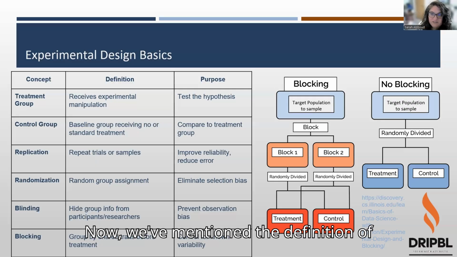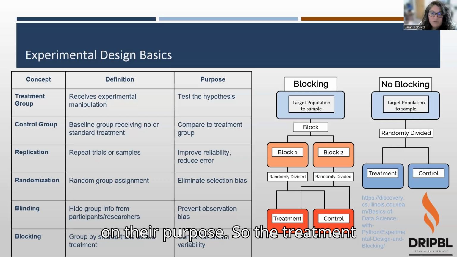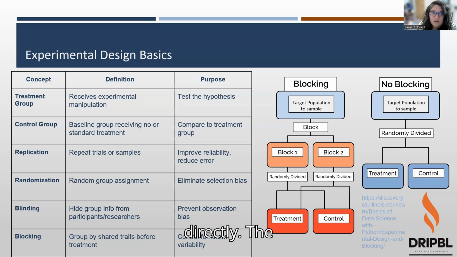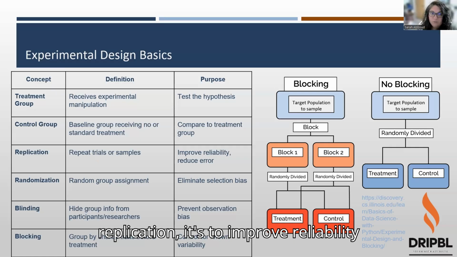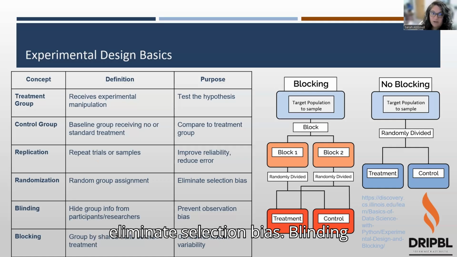Now, we've mentioned the definition of each experimental concept. We can focus on their purpose. So the treatment group's purpose is to test the hypothesis directly. The control group is to compare with the treatment group. For replication, it's to improve reliability and reduce error. Randomization is to eliminate selection bias. Blinding is to prevent observation bias. And blocking is to control for known variability and also potential confounding variables.